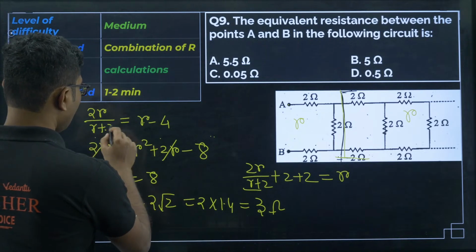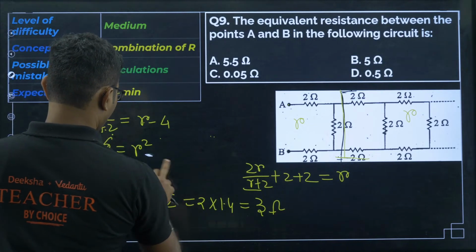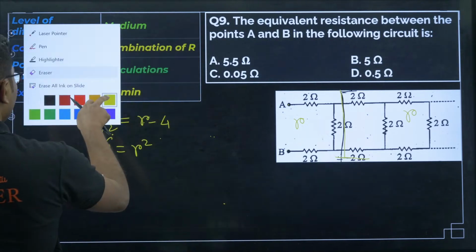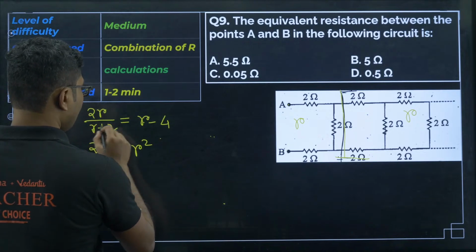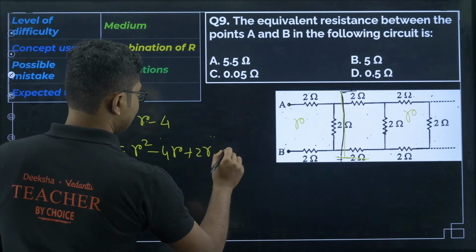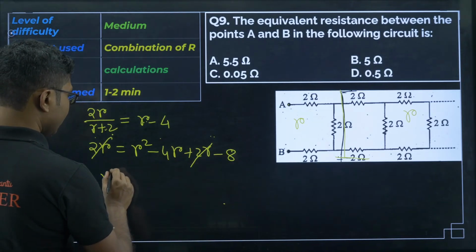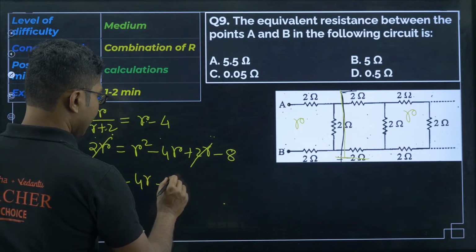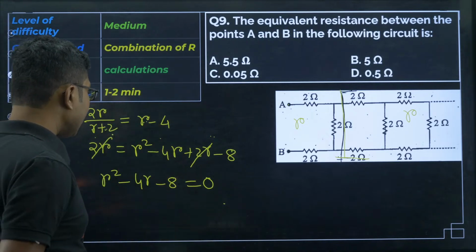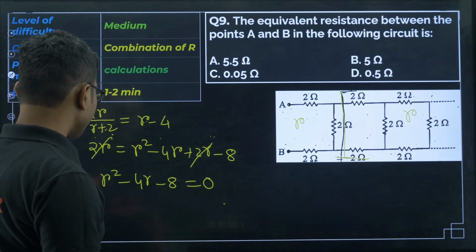r square. Okay, got it. There will be a minus 4r as well, right? So it will be r square minus 4r plus 2r minus 8. Okay, so this 2r cancels, but we still have another quadratic equation, r square minus 4r minus 8 equals 0. Okay, so I don't think it will have a nice real root.